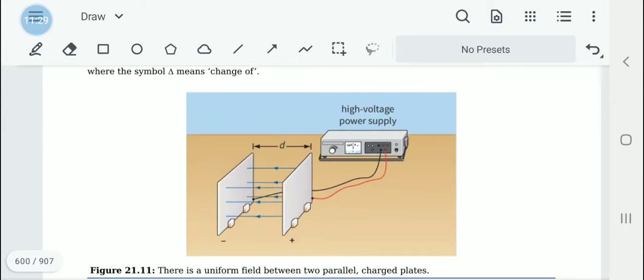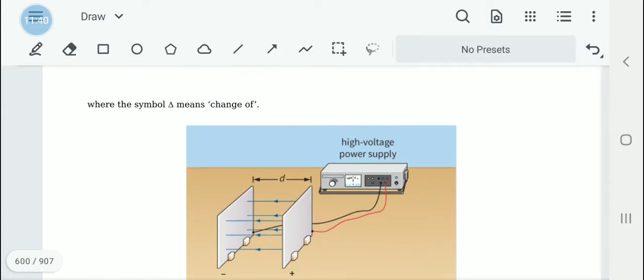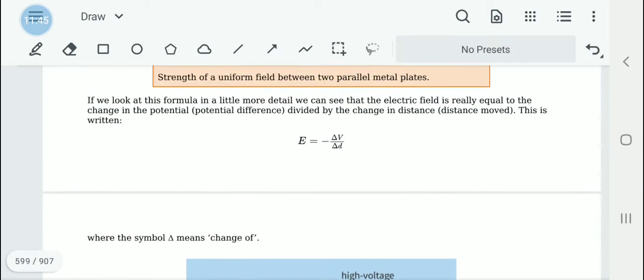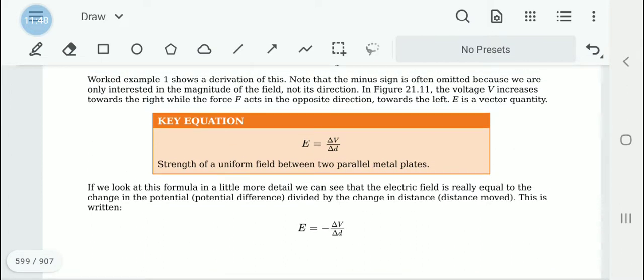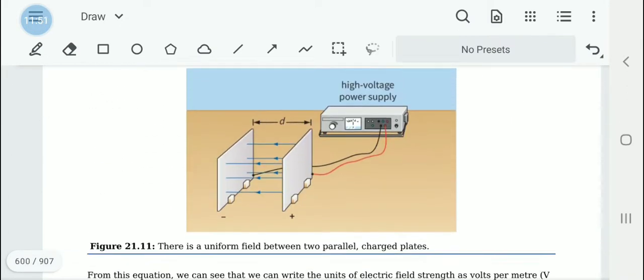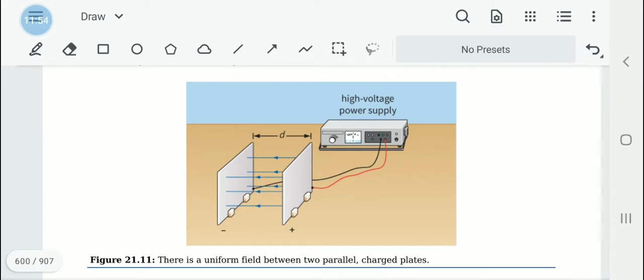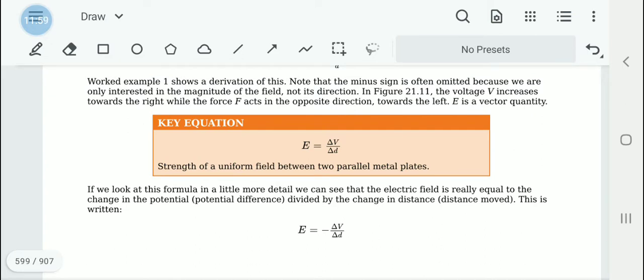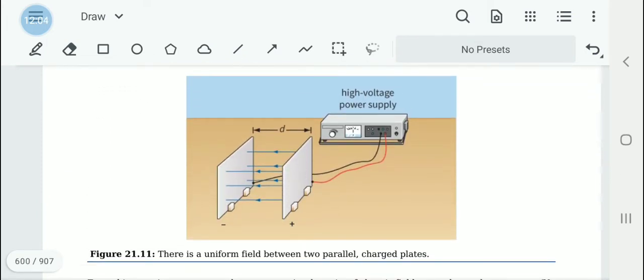Now the real picture of what we discussed earlier is given here. D is the separation, and to the left you have the field lines, right? When the voltage increases towards the right, the F would act in the opposite direction towards the left. Therefore, E is going to be a vector quantity. That is the relationship. So remember, E is a vector quantity.